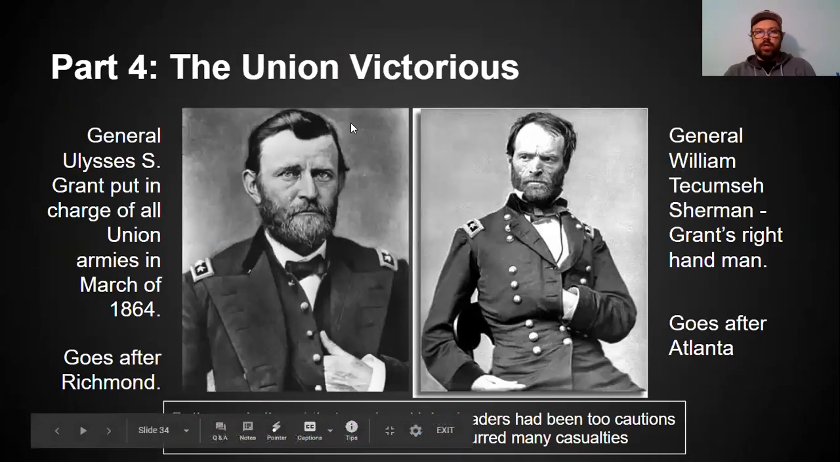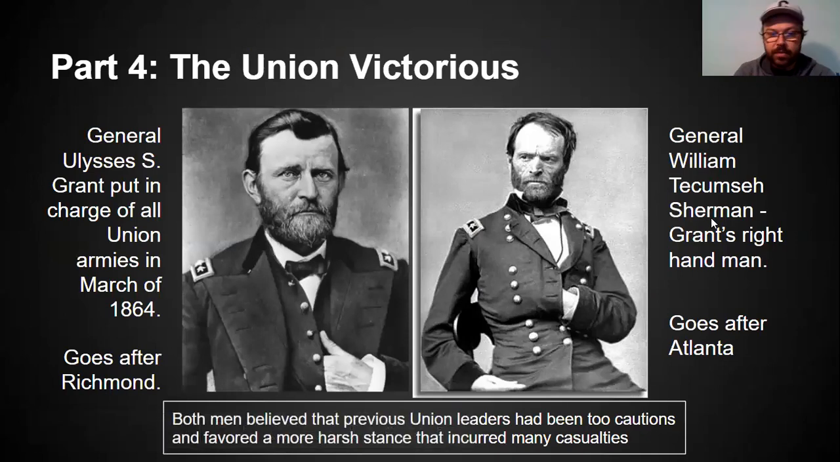Okay, so these two fellas, and like I said, I've said this a number of times already, the box on the bottom basically showcases the idea that I talked about before. Both of these men were critical of the Union generals up to this point, thinking they had been too cautious. And Lincoln agreed with them. And both of these guys favored a more harsh stance that incurred more casualties. Total war, not worried about losing a greater number of my men than you lose of yours. If I lose twice as many of my men than you do, but I win the battle, that's a victory for me, right? So it's just kind of, let's grip it and rip it, right?